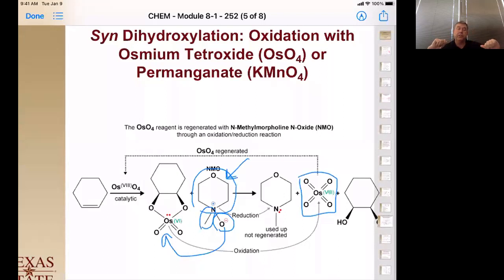Okay, questions on osmium tetroxide? Do you see why it's a syn addition? We're forming that 5-membered isolable product, that osmium ester, and then when we reduce it off, we get the diol staying in the same place.